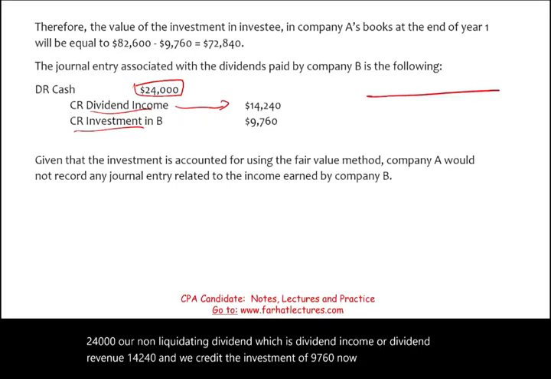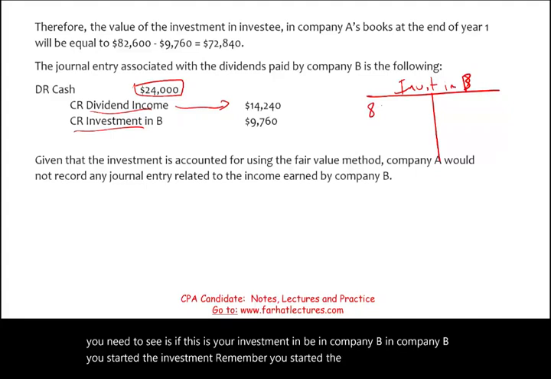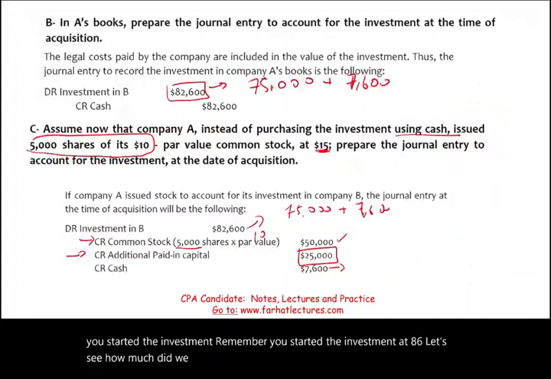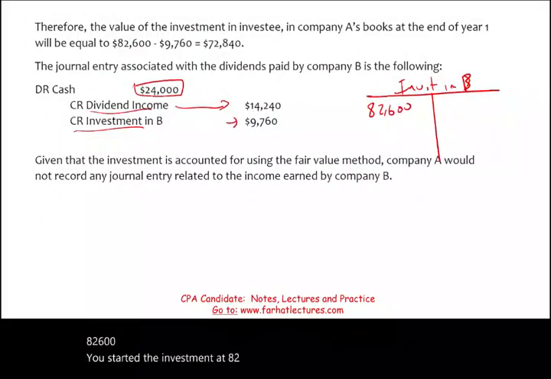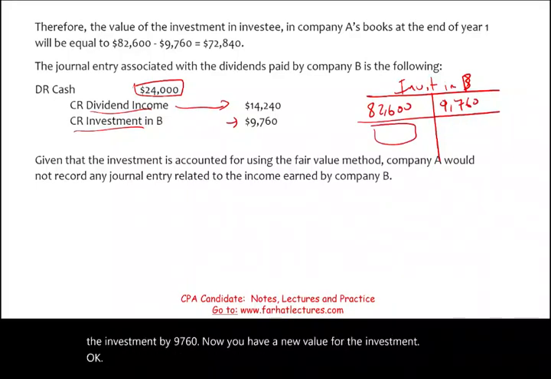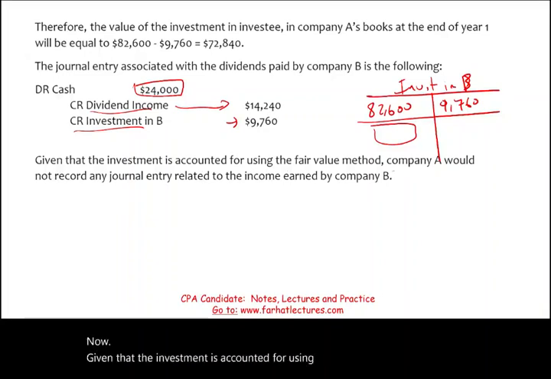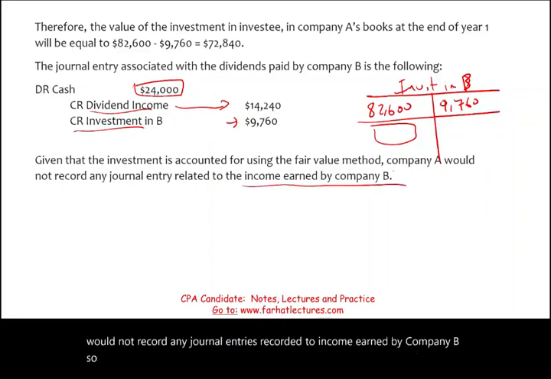Now, bear in mind, what you need to see is this. If this is your investment in Company B, you started the investment at, let's see, how much did we start the investment for? 82,600. You started the investment at 82,600. Now you're going to reduce the investment by 9,760. Now you have a new value for the investment. Now, given that the investment is accounted for using the fair value method, Company A would not record any journal entries related to income earned by Company B. So you ignore the income earned by Company B because we're using the fair value method.